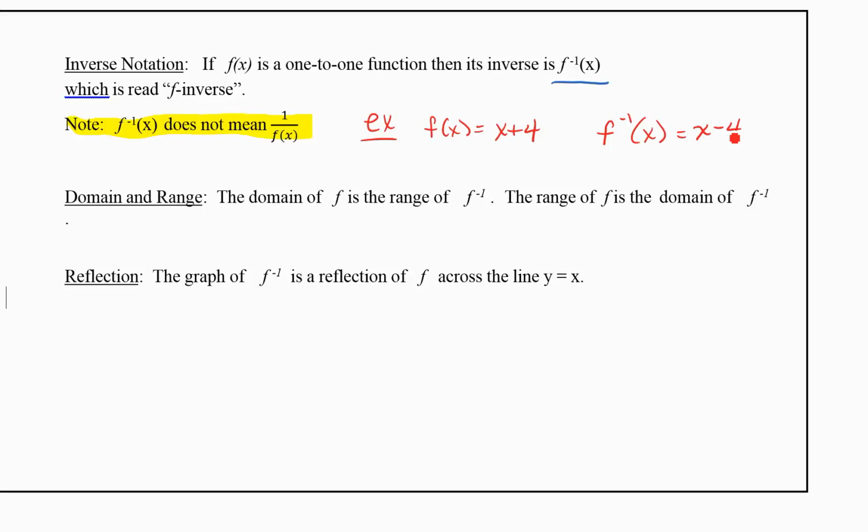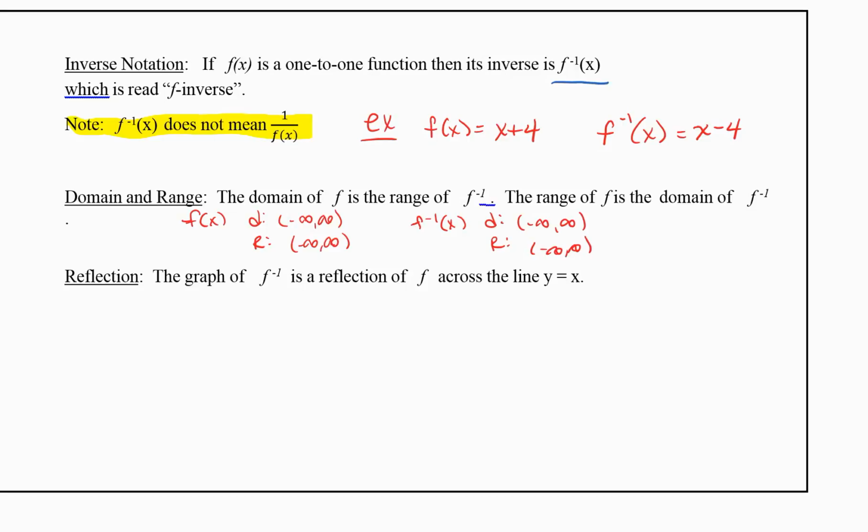Well, what that really means in terms of domain and range is that the domain of f is the range of f inverse, and the range of f is the domain of f inverse. They switch. Okay? Now, for our example functions here, for f of x, our domain and our range were both -∞ to infinity, which means for f inverse, our domain and our range would both be -∞ to infinity. But we'll see in other cases that, when they're not just -∞ to infinity, they switch.